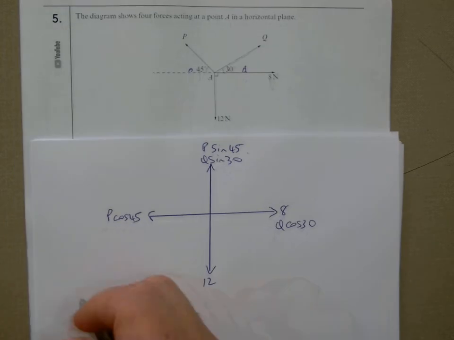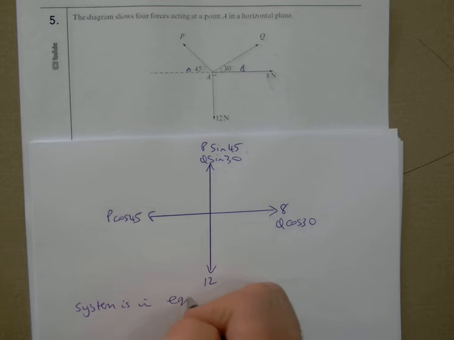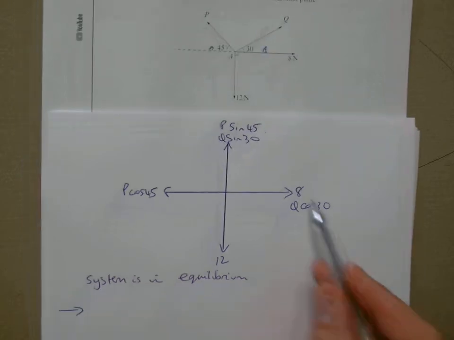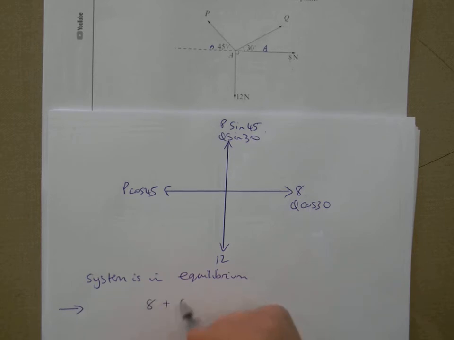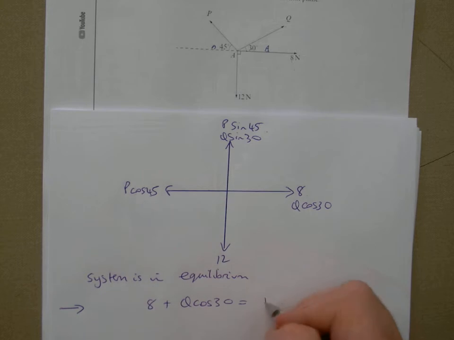Now, because the system is in equilibrium, when we resolve along the x-axis, we can say that 8 plus Q cos 30 is equal to P cos 45. They're going to balance. They've got to balance out. What's going right has got to equal what's going left. They've got to be equal because there's no movement.